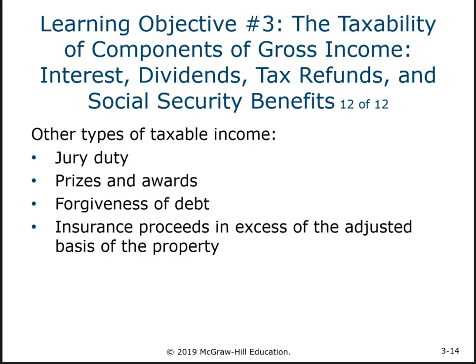Just a couple other things that you might not think of as income included in gross income. Jury duty pay, not a lot of money, but you've got to report it. Prizes and awards, okay? Forgiveness of debt. We'll do a little discussion of that. And if you receive insurance proceeds in excess of the adjusted basis, if they pay you for your stuff that gets destroyed and you get more than what you paid for it, so that could be income.